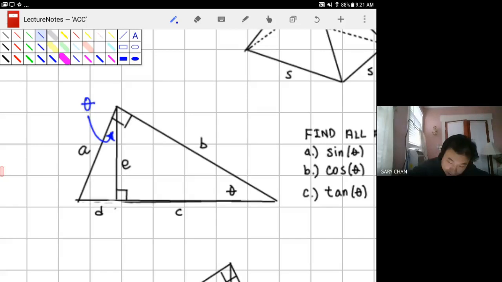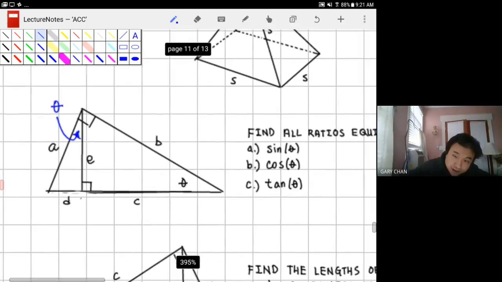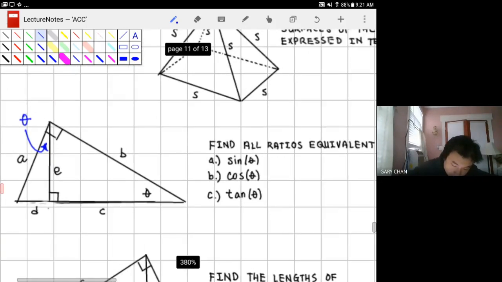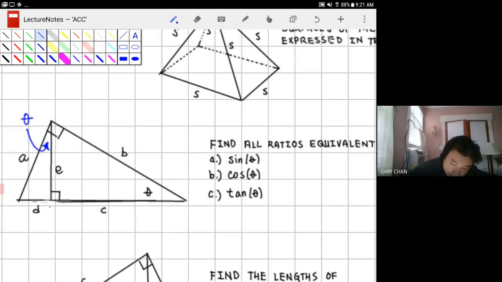So why am I doing this? Well, that's because there are three triangles here, okay? There are three overlapping triangles. There are two smaller ones sitting on top of a larger triangle.